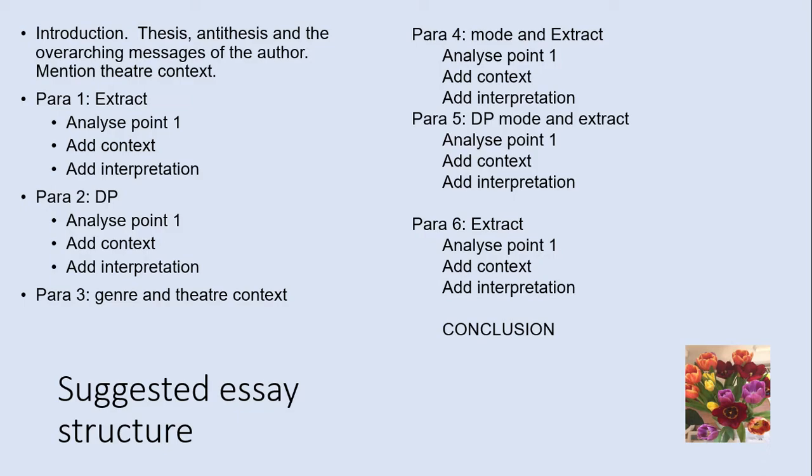So you've got extract, where you're looking at some analysis of the language features there. You are analysing a point. You've got to use your context. Please, for AO2, remember the dominant criteria there, that you are adding interpretation. Then you intersperse your DP in between. You don't have to do it like that. A lot of examples you'll see will actually just pop the DP at the end. We'll deal with the extract first and then the DP.